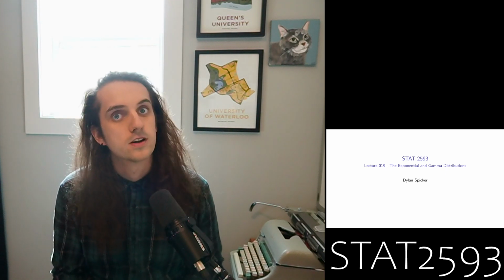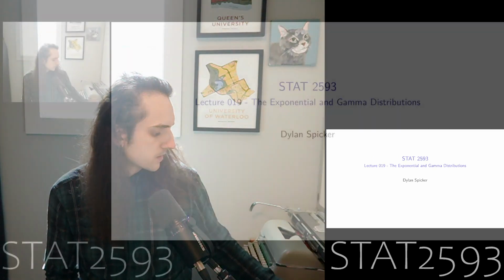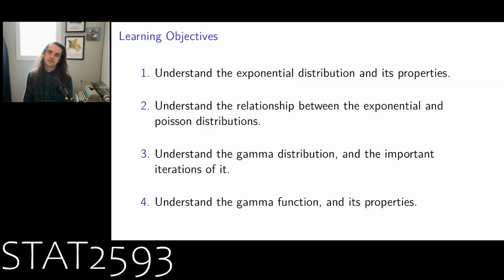We're going to take all of those concepts that we've learned from probability, and we're going to start applying them to do statistics. With that, the goals of today's lecture: to understand the exponential distribution and its properties, to understand the relationship between the exponential distribution and the Poisson distribution, and to understand the gamma distribution and, more particularly, the specific iterations of the gamma distribution that we care about. That's going to be the exponential distribution and another distribution known as the chi-square distribution.